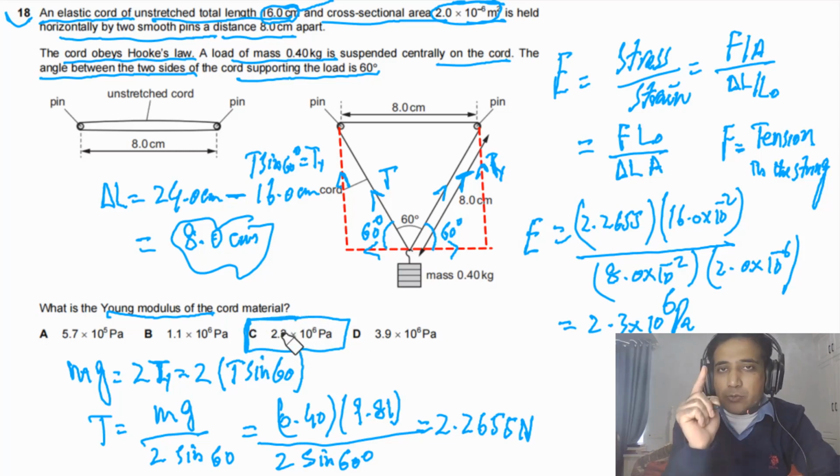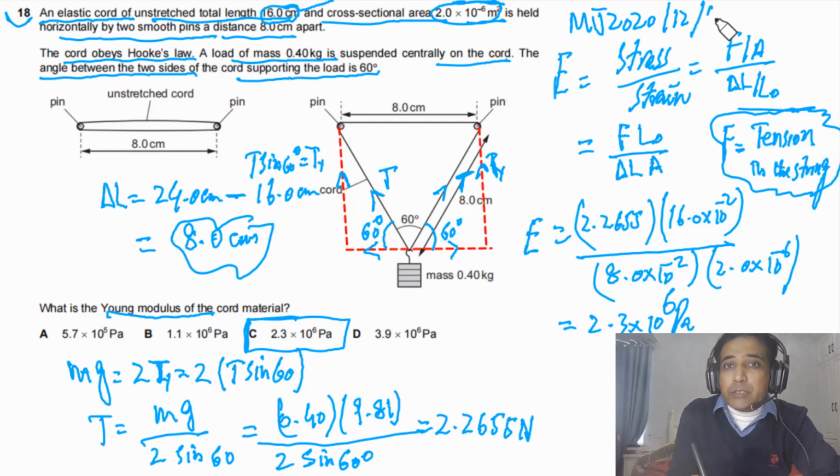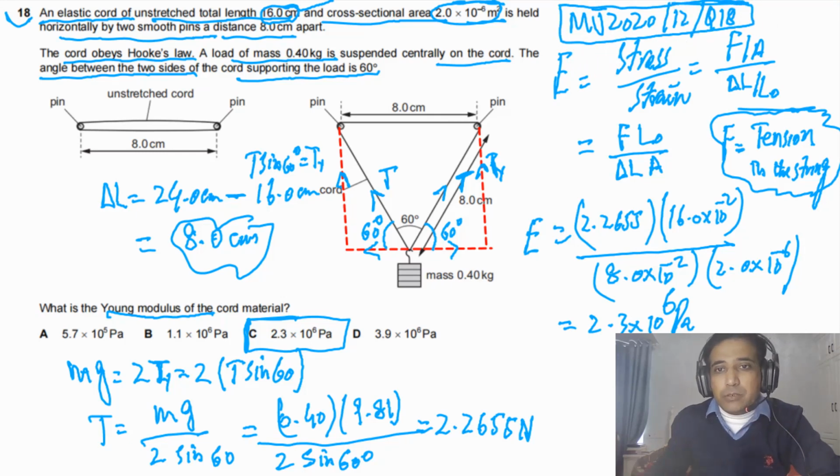So this is how you can calculate. Very nice question. If it is not clear to you the first time, watch this video again and try to clear your concept. So F is the tension in the string, and this is a repeated question. If you check May-June 2020 paper 1 variant 2 question number 18, the same question is there. Beautiful question, conceptual. Try to understand this.